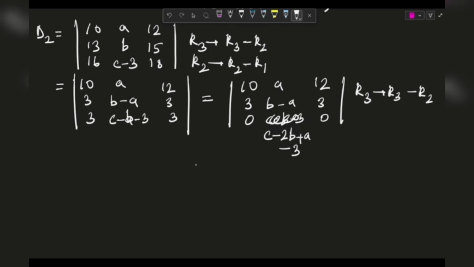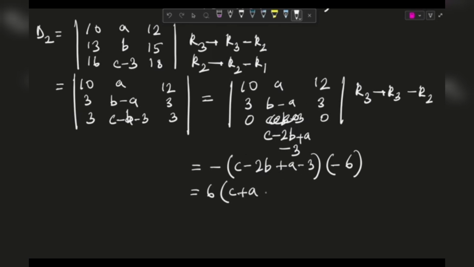Now if you calculate this, I'm leaving the calculation part to you guys. This will become minus of C minus 2B plus A minus 3, and here we will have minus 6, I guess. So this is 6 times C plus A minus 2B minus 3, because this minus and this minus turn into plus. So this is your D2.